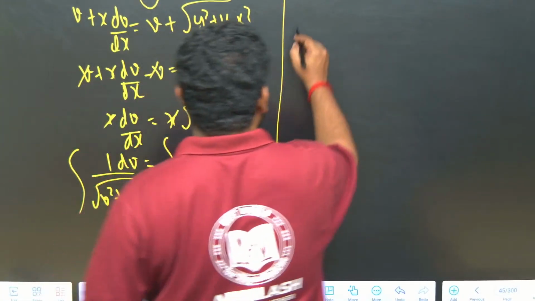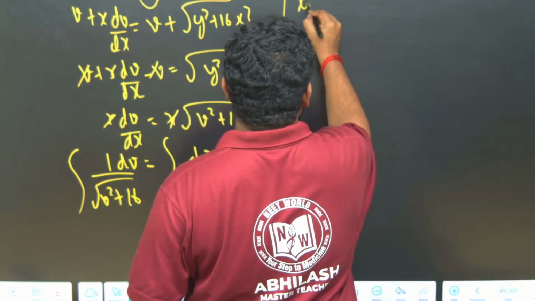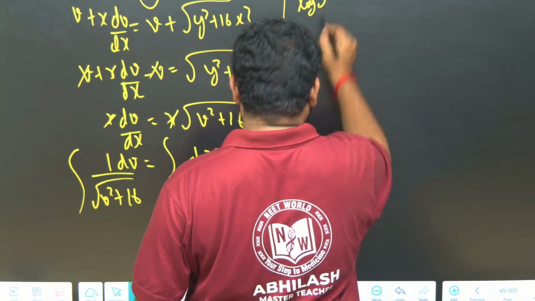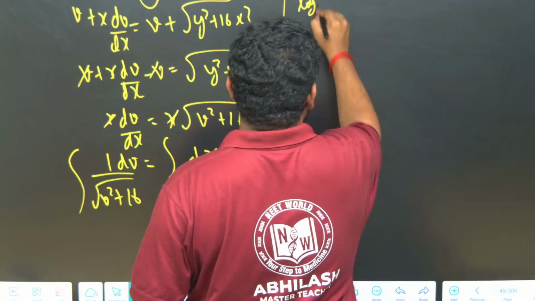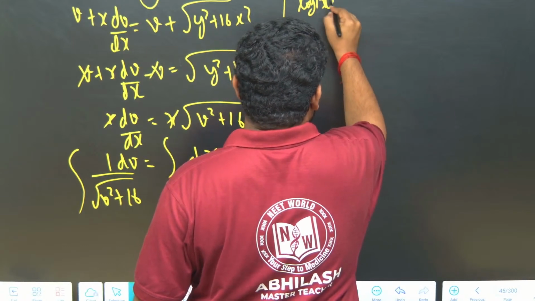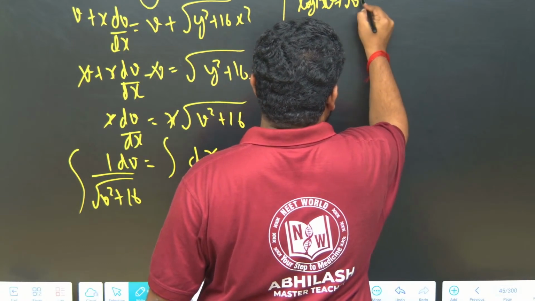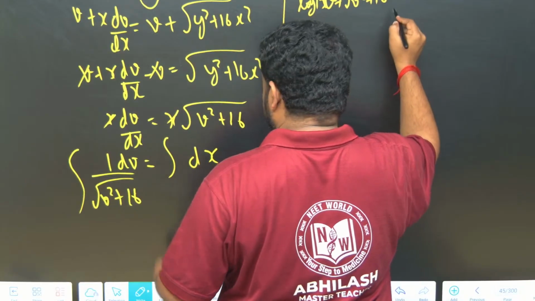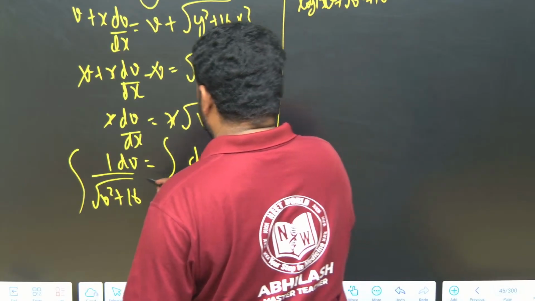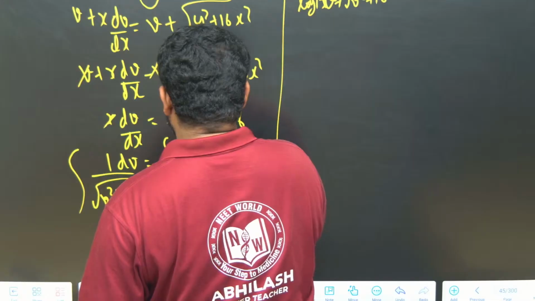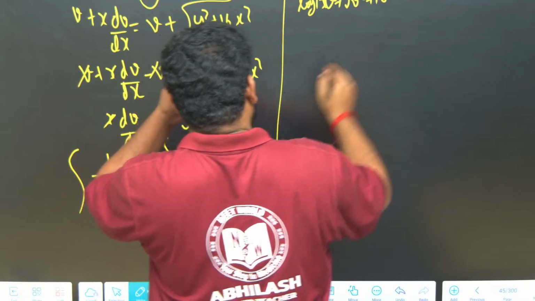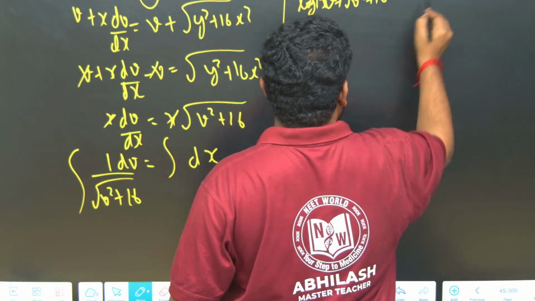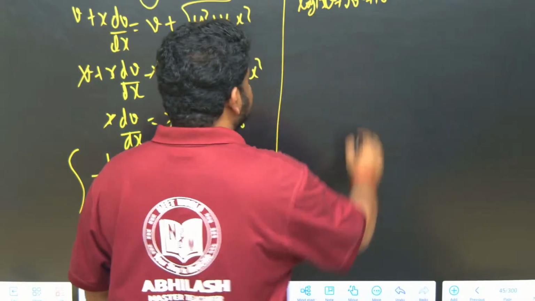Now if you use this formula, what do we get? Log of modulus of v plus square root of v square plus 16, instead of x we have to put v, will be equal to x, and here we will have just x. So this is what we have.